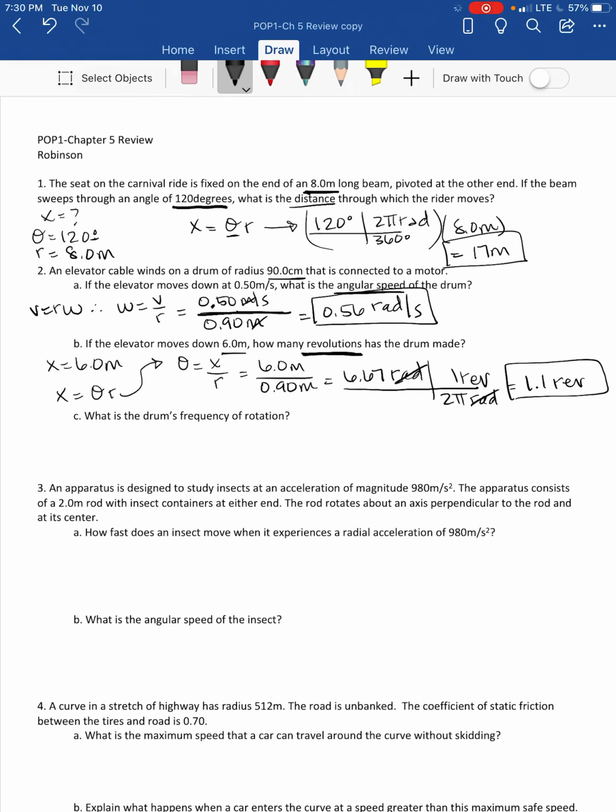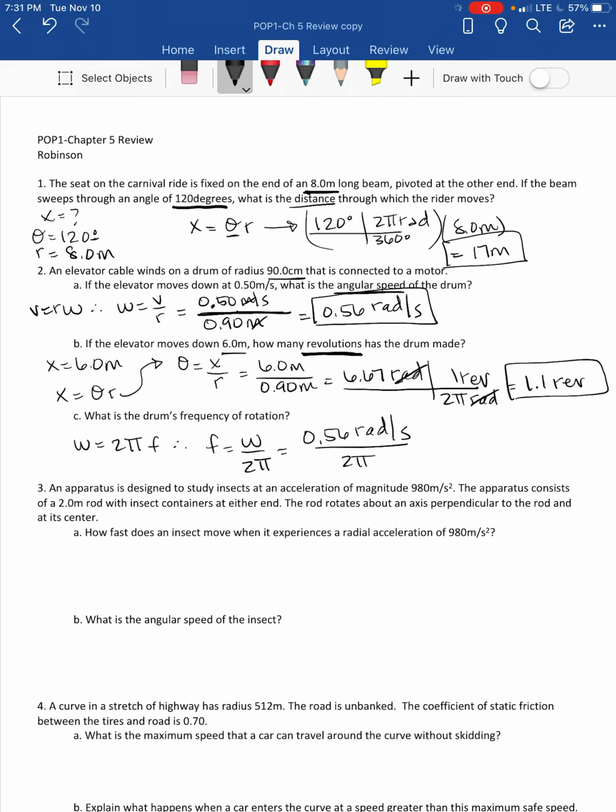All right, and then part C, it says, what is the drum's frequency of rotation? So go through your equations again. I gave you a paper that has those. You should have one on there that looks like this. Angular frequency is equal to 2 pi frequency, or angular velocity, either way. So frequency, if I'm solving for it, now, do I have the angular speed? I do, which is this 0.56 radians per second.